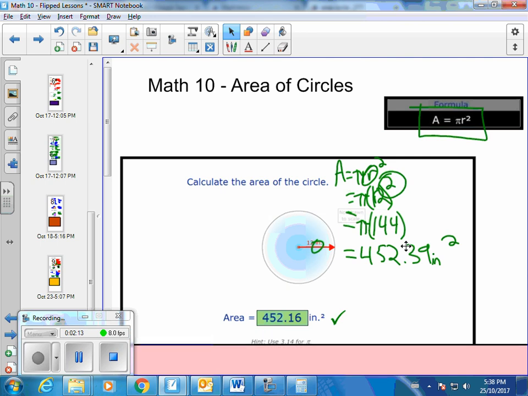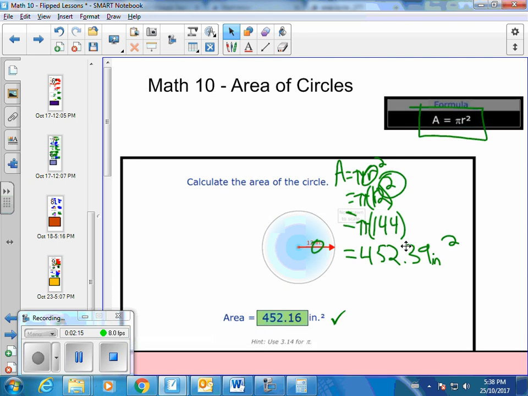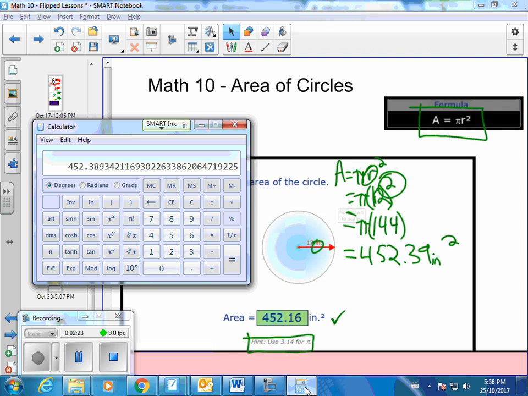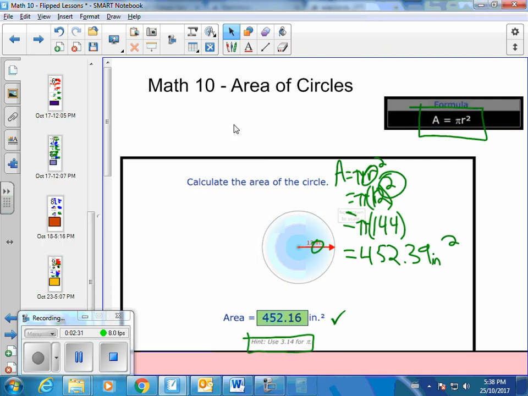Okay. So what happened here, and this is an important thing to remember, is I used all of the digits of pi. When we pulled up our calculator, I punched in a pi and I got all of those extra digits. But what happened here is they decided to just substitute 3.14 instead of pi.